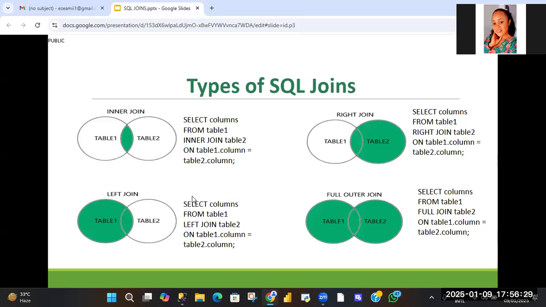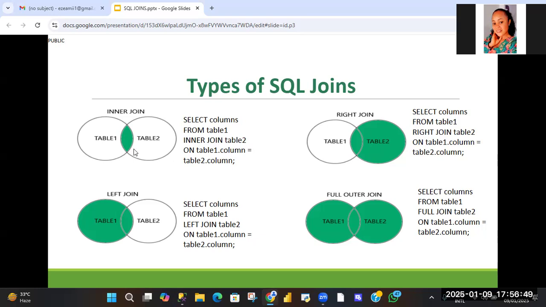So then we have other types of join, but these are the ones we're going to look at, all right? Since we are dealing with basics, we just look at these types of join. We have inner join, we have right join, we have left join, and we have full outer join.